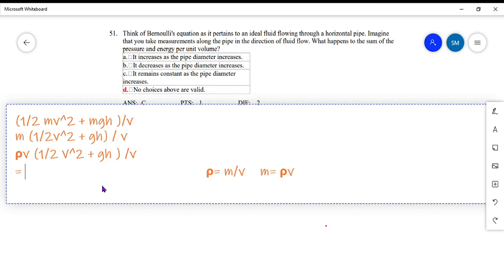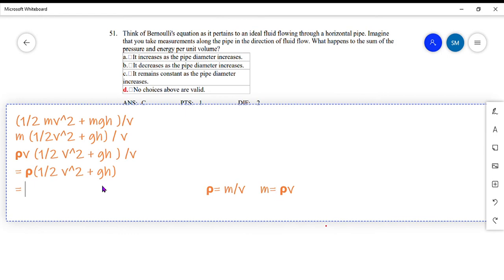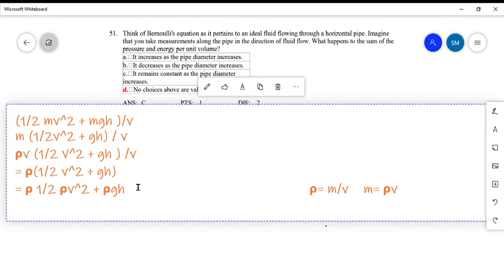is equal to the density times half v power 2 plus gh, which means let us multiply the density by the two things. So the sum of energy per unit volume is this.